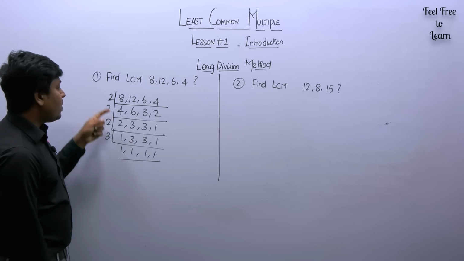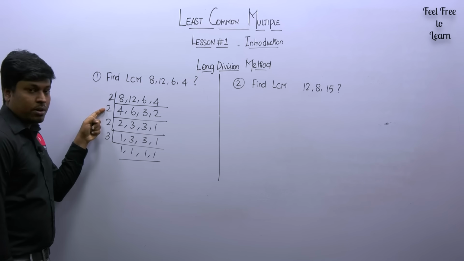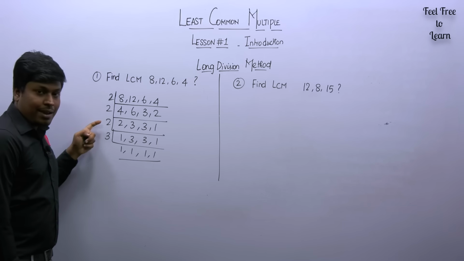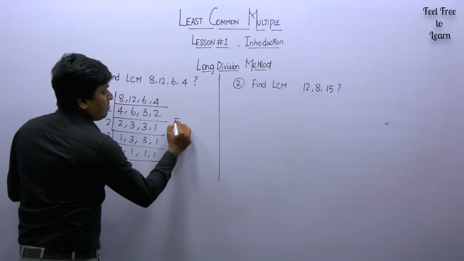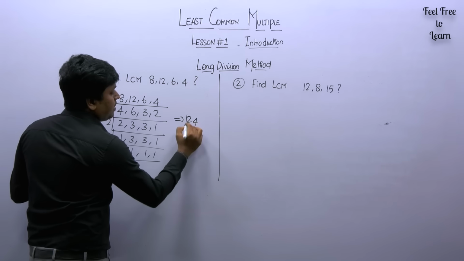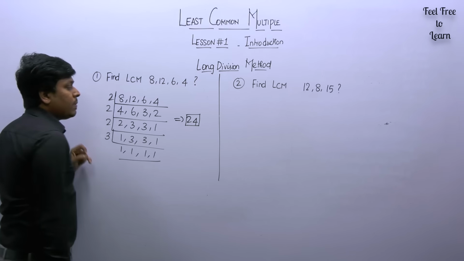So finally we got 2 into 2 will be 4. 4 into 2 will be 8. 8 into 3 will be 24. So finally the LCM for the numbers is 24. Got it or not, right?